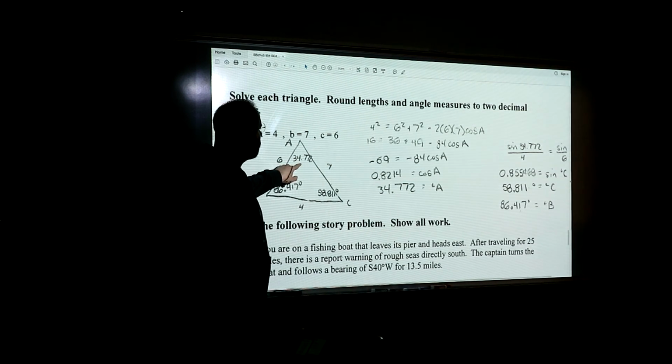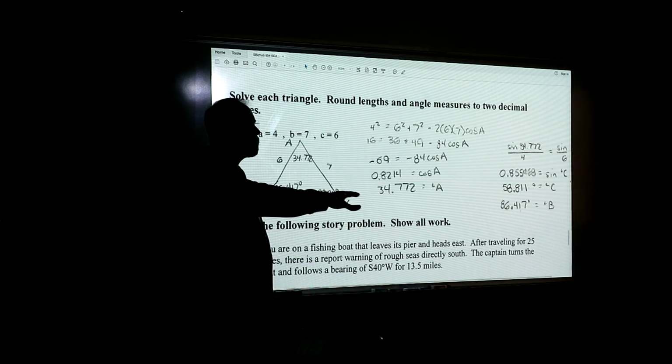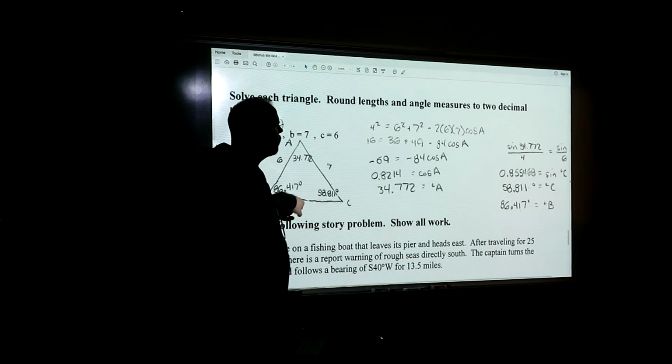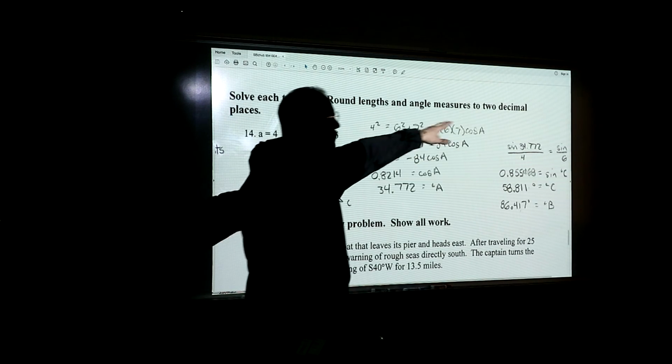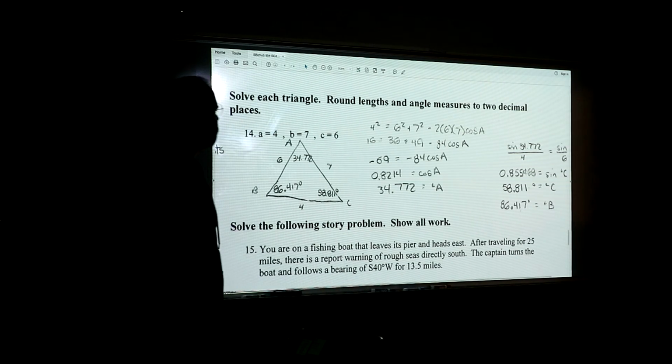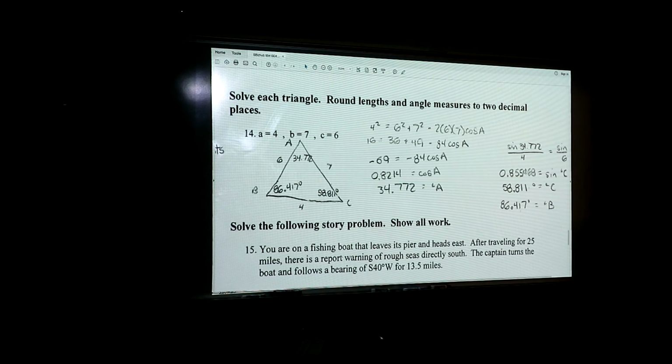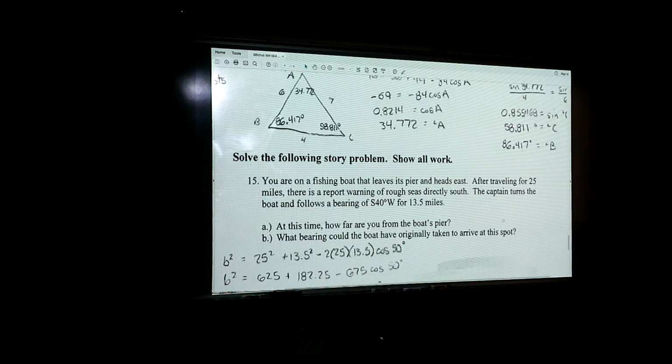Once you have that 34, now you can just do the law of sine. 34 over 4, sine of, I think I did the 58 first, so I did sine c over 6. Cross multiply and divide, take the inverse sine and get 58. Then you subtract from 180 and you get 86. A lot of people were getting weird numbers. I had a lot of people give me 89s, which is not right. I wonder if you're just rounding wrong.